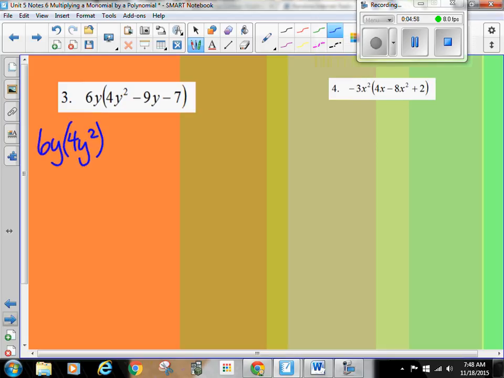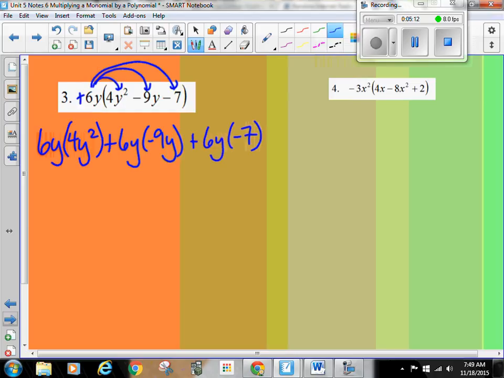Remember this, it's a positive. Okay, so now I'm going to take positive 6y times negative 9y. Then I'm going to take positive 6y times negative 7. Okay, so I'm just going to write out what we should look at for that one. And I want you guys to go ahead and work on that one on your own.